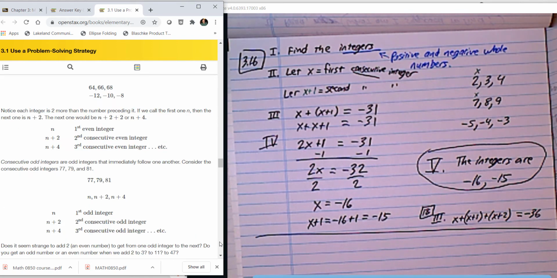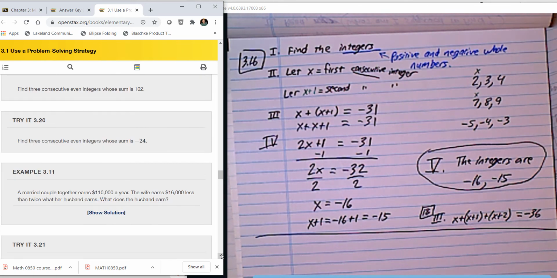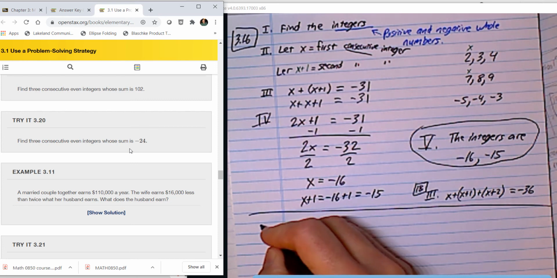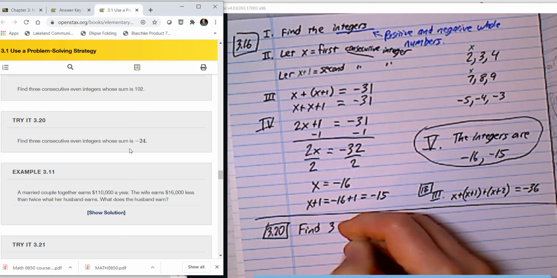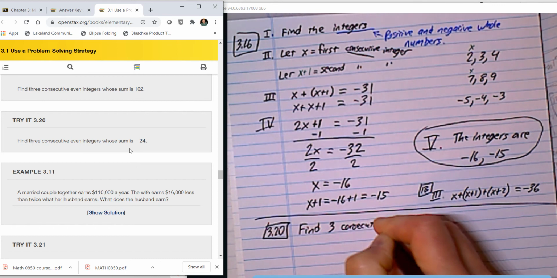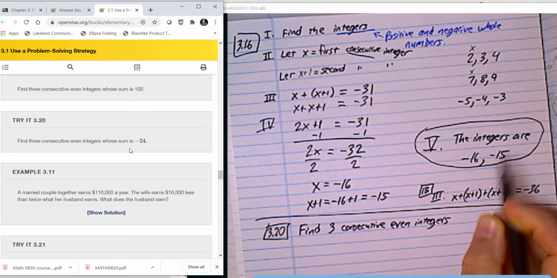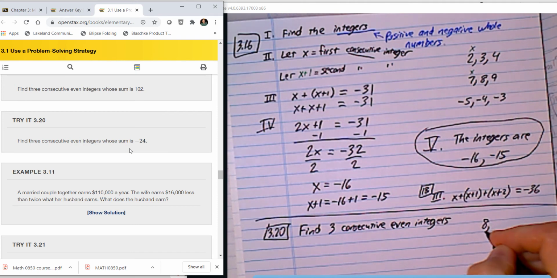Let's move on. Yes, problem 20. Find 3 consecutive even integers whose sum is -24. So this is interesting. What do we mean by finding 3 consecutive even integers? Well, 2, 3, 4 doesn't work anymore. 7, 8, 9 doesn't work because they all have to be even. So let's suppose I start with 8. The next even integer is 10, and the next one after that is 12. So this is an example of what an answer might look like.